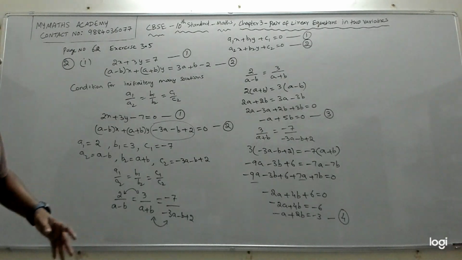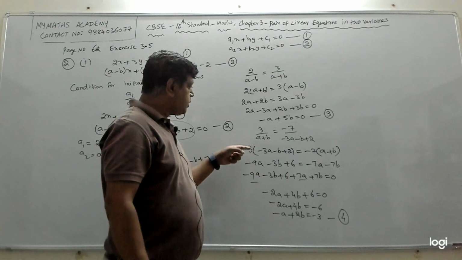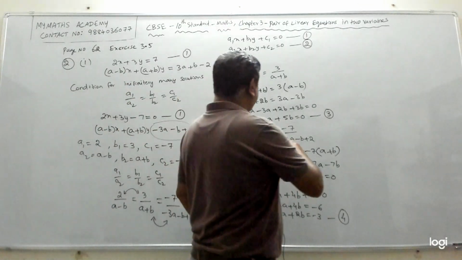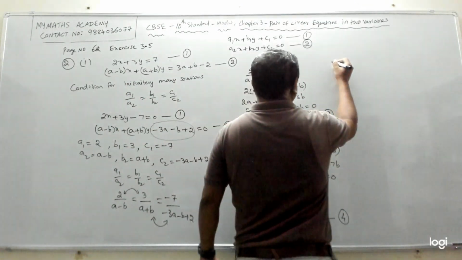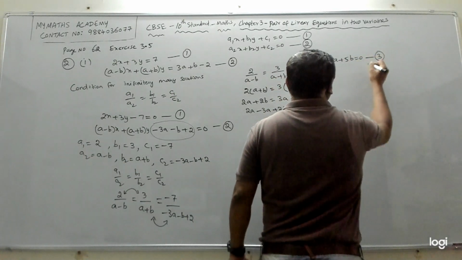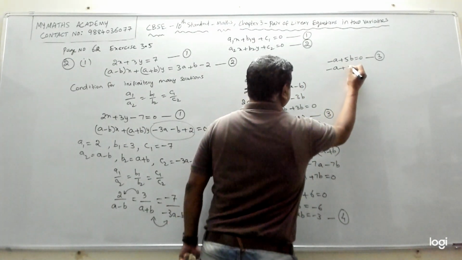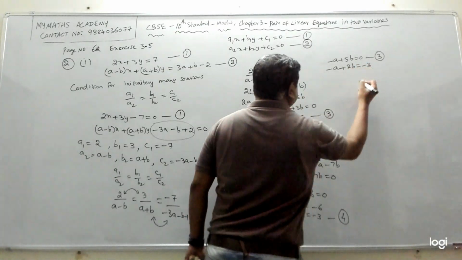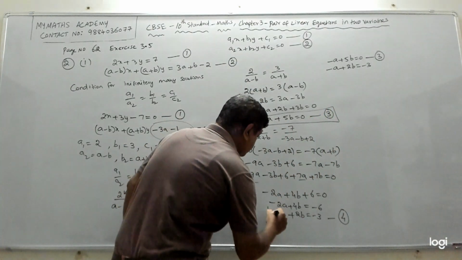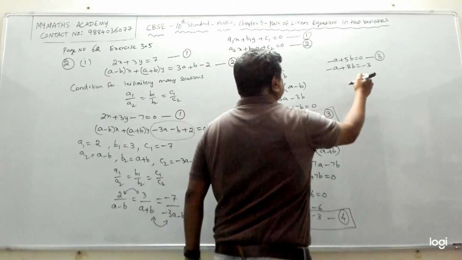Now, what we have to find? We have to find the value of a and b. So we need to solve equation 3 and equation 4. We have got two equations. This is one equation, equation 3, which is minus a plus 5b equal to 0, and the other equation is minus a plus 2b equal to minus 3. So we have to solve these two equations, and this is your equation 4.